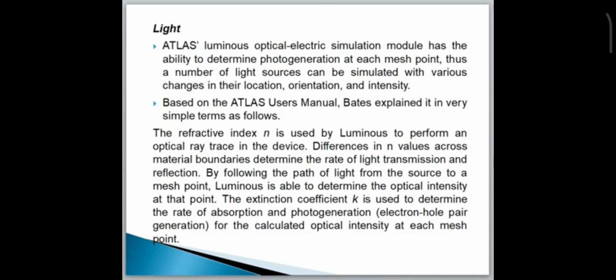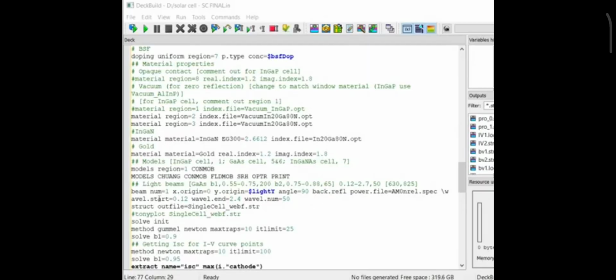How we define light in the code, I will explain with the help of code. I have defined the beam number 1. X origin 0. Y origin is the light Y. Angle 90. Back reflection. Power file AM0, air mass is 0. NREL.SPC slash wavelength start from 0.12 micron and end at wavelength 2.4 micron with a sample size of 50.